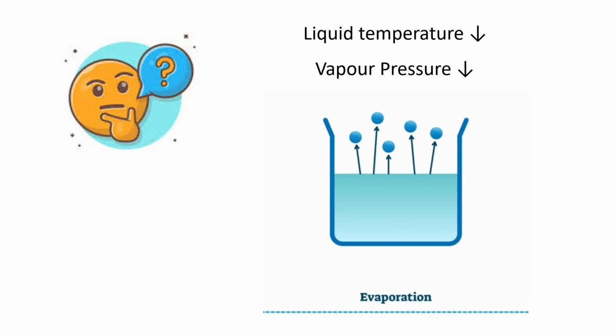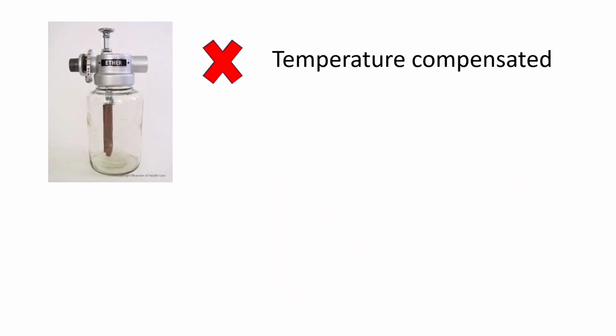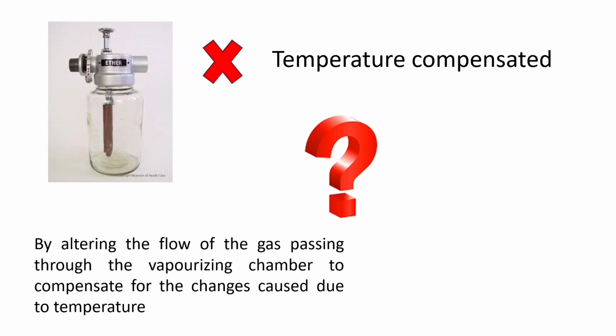In order to maintain a constant vapor output with fluctuations in liquid anesthetic temperature, various methods are employed. Older vaporizers, such as the ether vaporizer, come under the vaporizers that are not temperature compensated. So the question is, how can we achieve temperature compensation, and how can we compensate for the fluctuations in vapor output resulting from fluctuations in temperature? The changes occurring in the vapor output resulting from temperature fluctuations can be adjusted by altering the flow of gas passing through the vaporizing chamber to compensate for the changes caused by the temperature. How is this done? This can be done either by using bimetallic strips or ether-filled bellows.